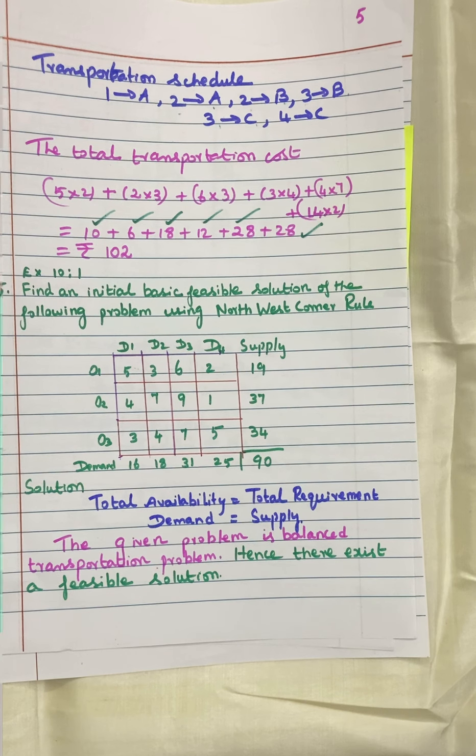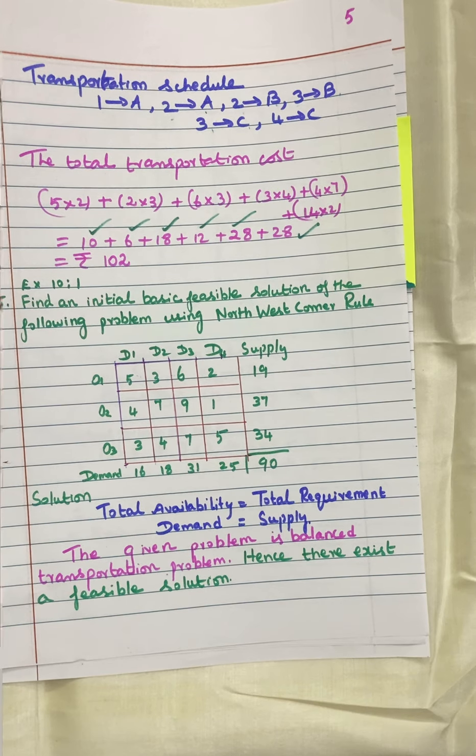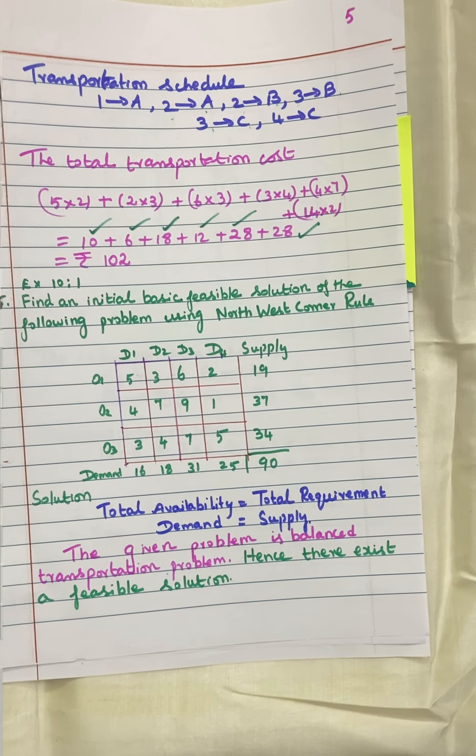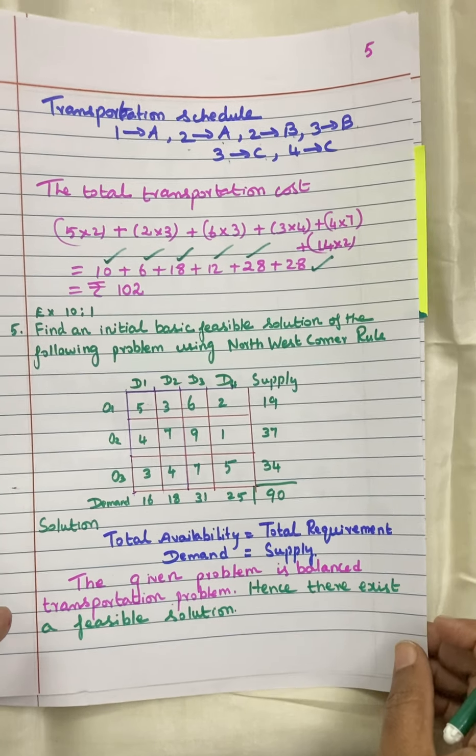If you do one or two problems, you will understand very clearly. Okay, so choose the northwest corner and see the supply and see the demand. See which is the smallest. You assign that number to the northwest corner. Then keep on subtracting. Okay, we go to the next problem.